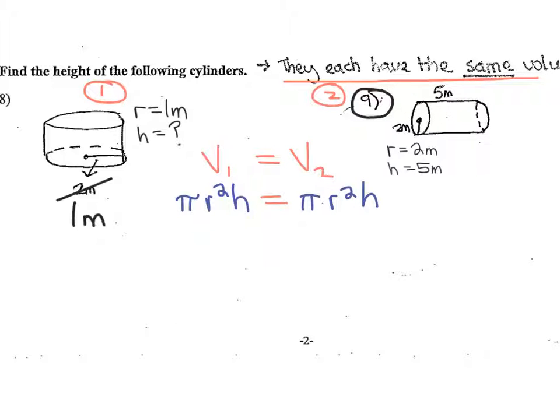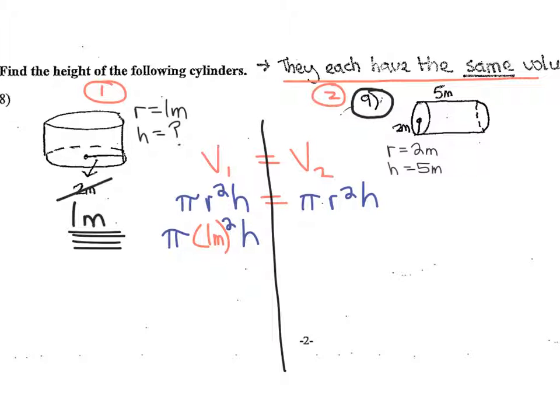Okay, once we've got that figured out, we can actually go ahead and treat this like an equation, and we can solve by plugging in what we know to figure out what we don't know. So for our cylinder 1, we know the radius is 1 meter, and we know what pi is, but that's about all. So let's go ahead and fill in what we do know. So we have pi times 1 meter squared times the height. Okay, that's all we know so far.